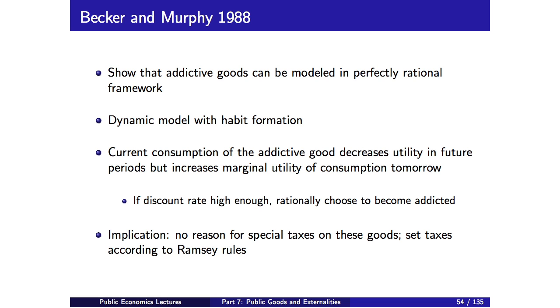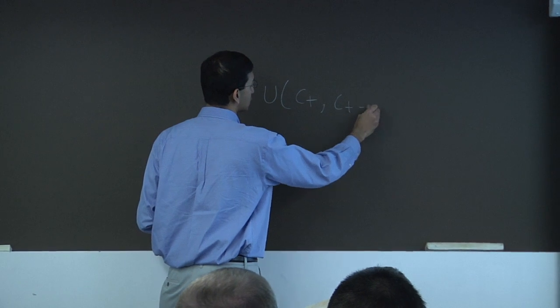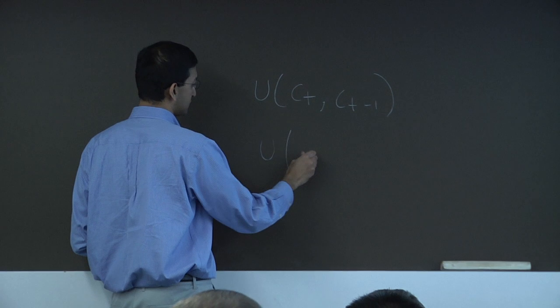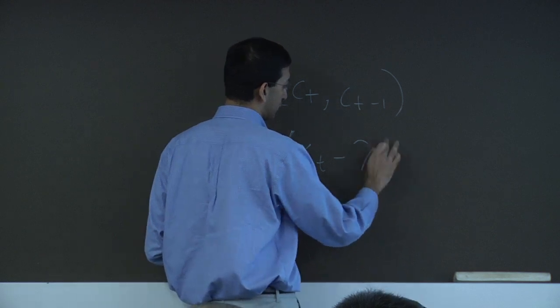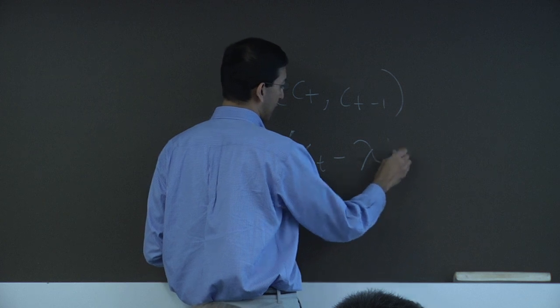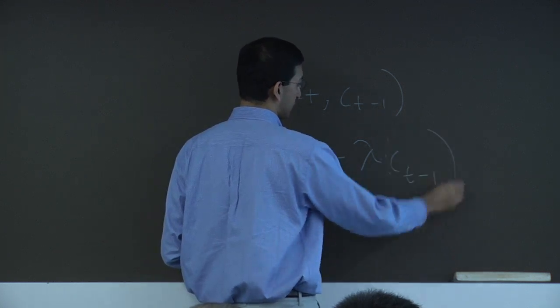Okay, so the first model is due to Becker and Murphy. It's basically a model of rational addiction. So what Becker and Murphy say is that the consumption of addictive goods can be modeled in a perfectly rational framework. So think about a dynamic model with habit formation. So what that means is utility is not just a function of c_t as we usually write it, but it's also a function of c_{t-1}. And often the way we might model this is it's u(c_t minus some stock, some decay parameter, where we have a lambda c_{t-1} with some lambda less than 1, right?